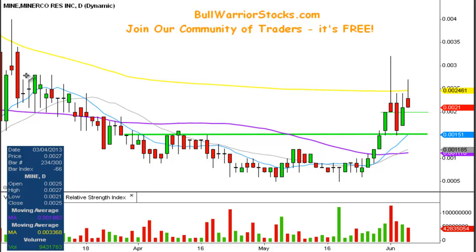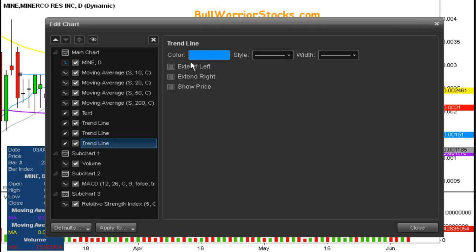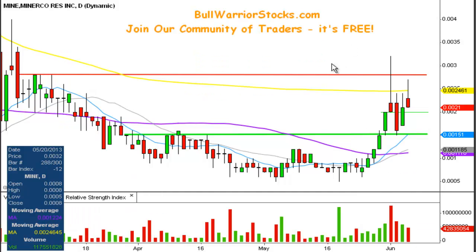With a break of that, the next one that really sticks out to me is going to be this level right here, and that's coming from these previous highs over here. We'll call that 0028. That'll be the next level of resistance. And then after that, things really could start to run, as there's really nothing until up into the 003. So lots of room for potential here. And when we're talking about a sub penny stock like this, the percentages add up very quickly.